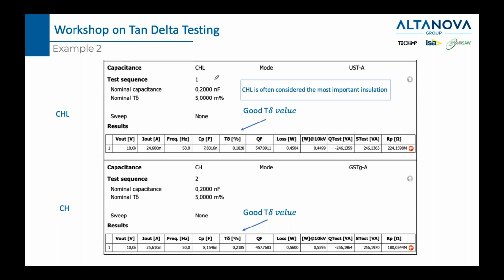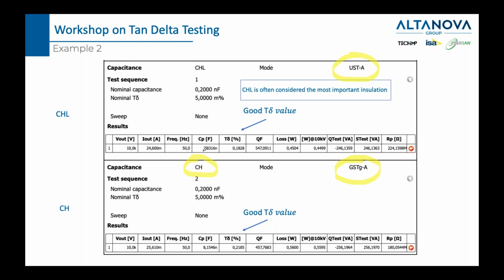But anyway, here we said that we measured CHL, and now I will turn your attention to another thing which we will explain later. We did that using a UST mode. UST stands for ungrounded specimen test. Then we measured CH, the capacitance between the high voltage winding and the ground, but here we used the GST mode. Later again, we will explain what a UST is, what a GST is, and again, we get a good result.